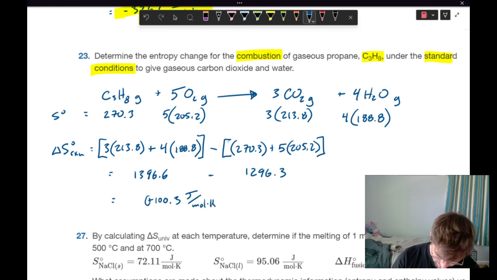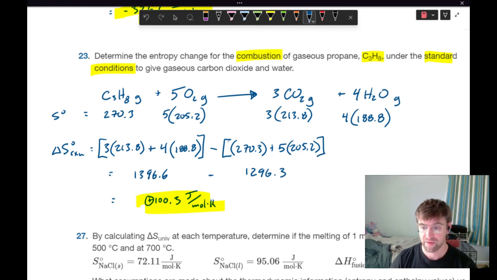So this is a positive value, so entropy is increasing. Does this make sense? This is a combustion reaction. We're lighting something on fire or it's exploding, so we can kind of intuit that this is going to be a reaction that should increase in entropy. So it makes sense.